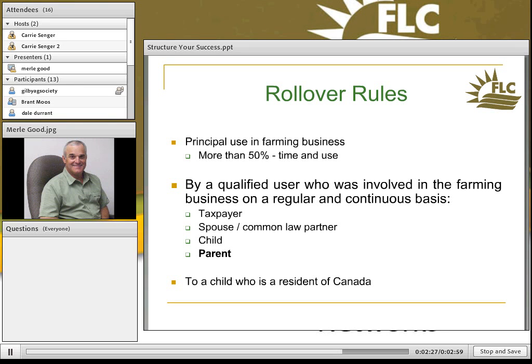We do have clients who have children in the U.S. around this part of the province, and that is a real issue for them if they own a bunch of expensive real estate. Okay, so the next overhead, so that's the rollover rules. Once again, it's a historical use test, and the word parent can also qualify.